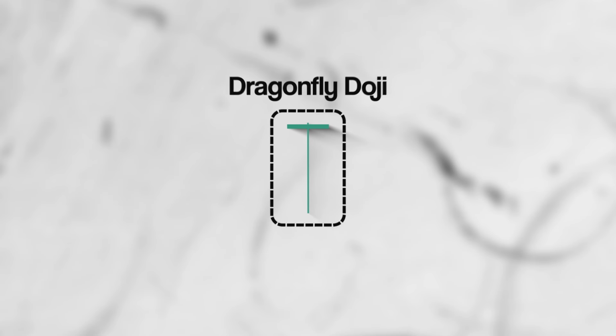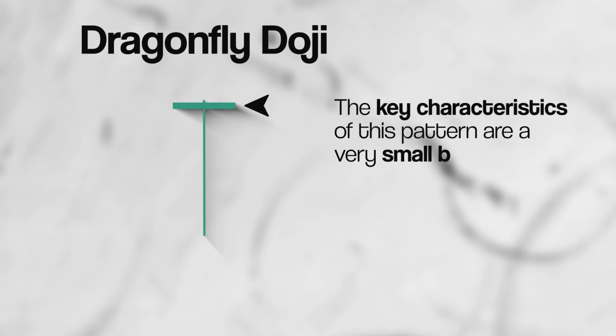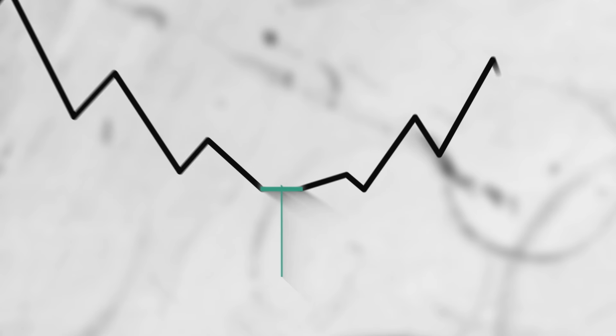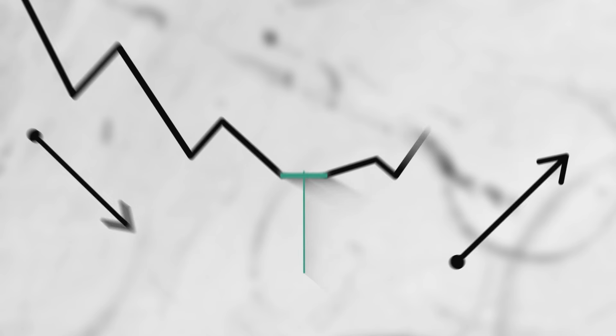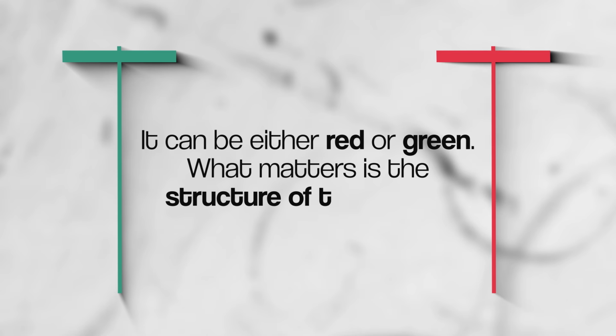The next pattern is a single candle pattern called the Dragonfly Doji. The key characteristics of this pattern are a very small body, a long lower wick, and a short or completely absent upper wick. This pattern signals a potential trend reversal from bearish to bullish. In this pattern, the color of the candle does not matter. It can be either red or green. What matters is the structure of the candle.